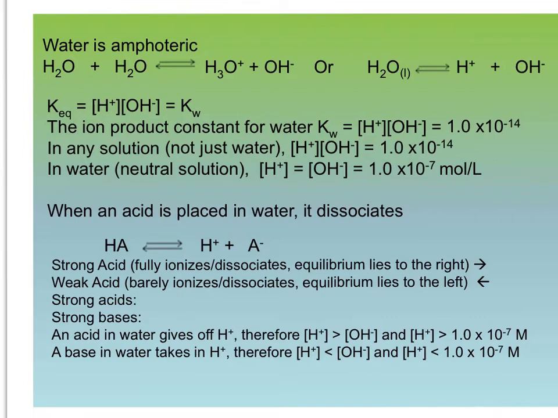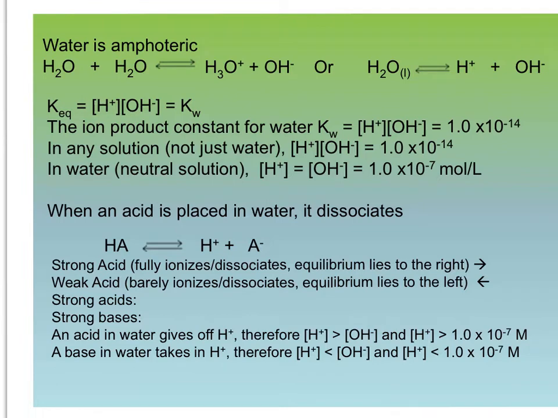So how about water? Water is said to be amphiprotic. The prefix amph means that it's both. Like amphibian means it's both living on land and in water. Amphiprotic or amphoteric mean the same thing. That means it's both an acid and a base as well.